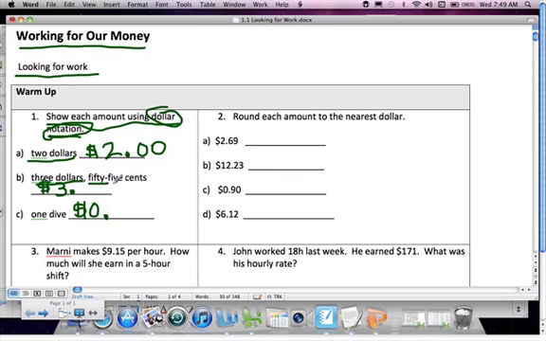We need to show that there's 55 cents. So after the decimal, we put 55. And for our 1 dime, we know that 1 dime is actually 10 cents. So what we'll do is, instead of writing 10 cents like that, because we want dollar notation, our cents come after the decimal. So there's our 10 cents.